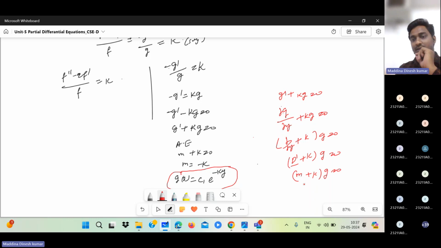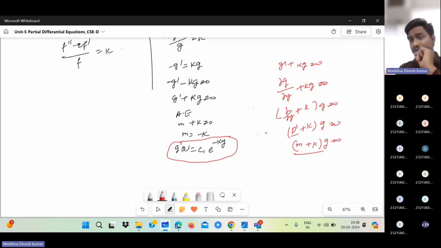Here you can see m plus k is there. The inner product for g, whatever it was, we will consider as an auxiliary equation. So instead of doing this, I am writing directly. In future also, wherever f or g is there, in that place we are going to write 1. Wherever f dash or g dash is there, we write m. If f double dash or g double dash is there, in that place we write m square.